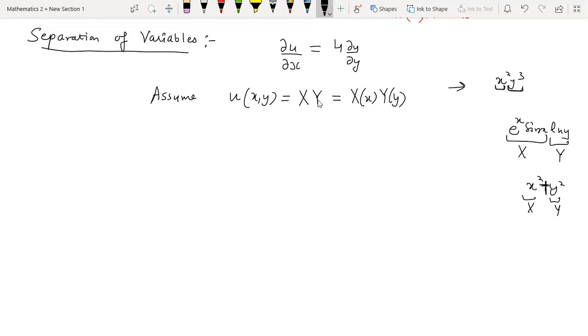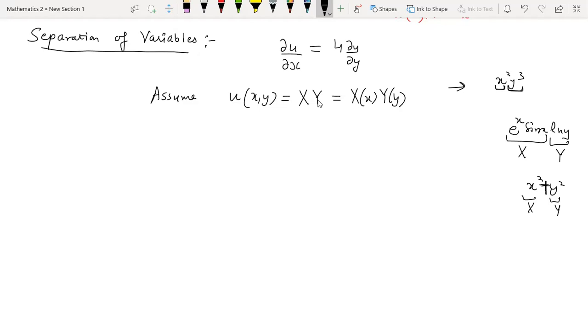If you assume this and you keep on doing your calculation, you may arrive at a contradiction. Your calculations will not match, or it will somewhere lead to a contradiction, and then you will say, okay, our assumption was wrong, this method is not applicable. For that differential equation, we will use some other method.